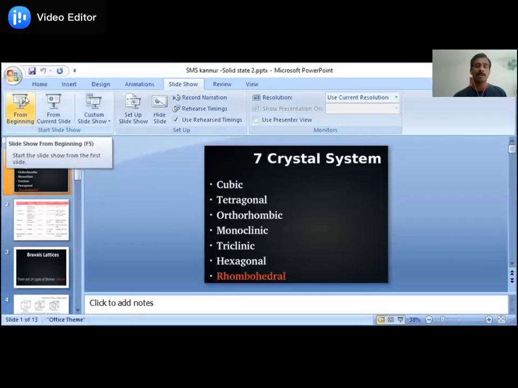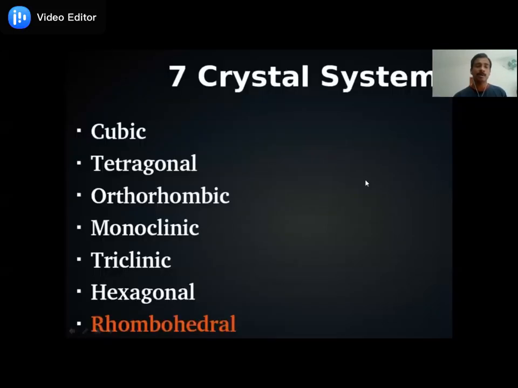The 7 crystal systems are cubic, tetragonal, orthorhombic, monoclinic, triclinic, hexagonal, rhombohedral. It is the order given in your NCERT textbook.